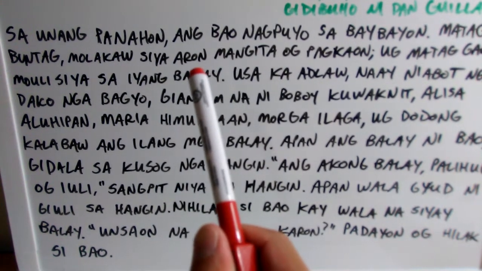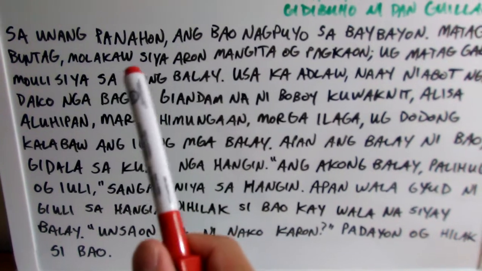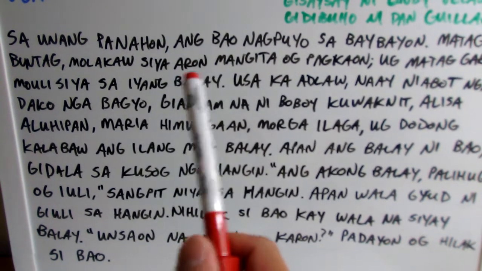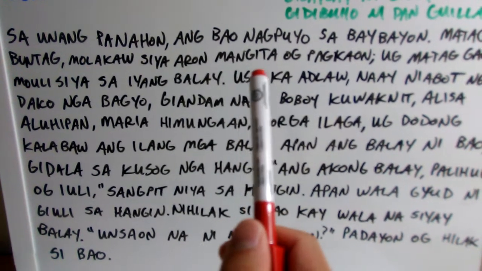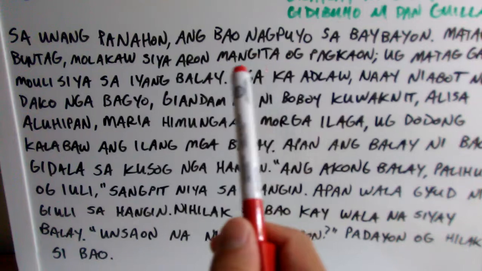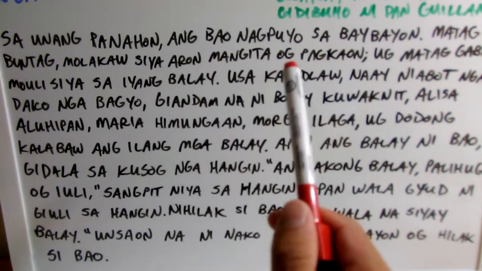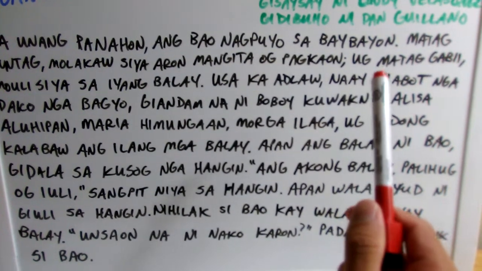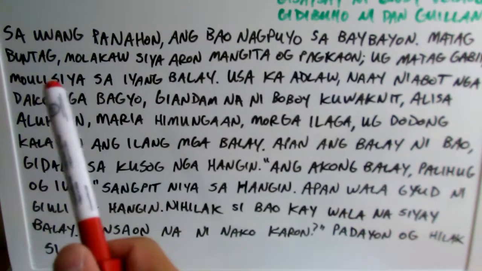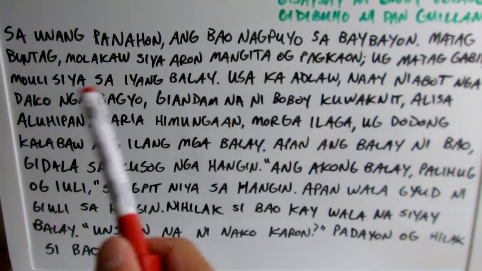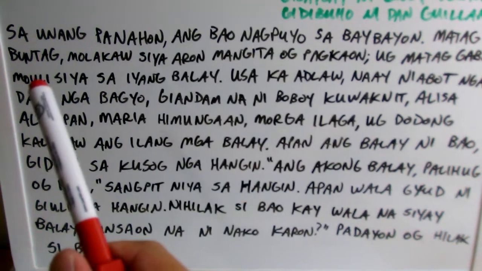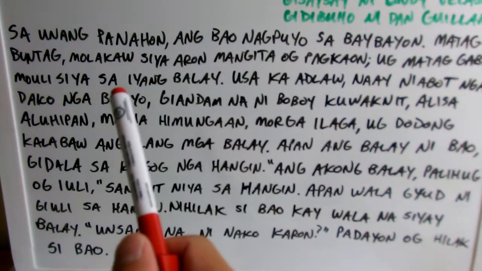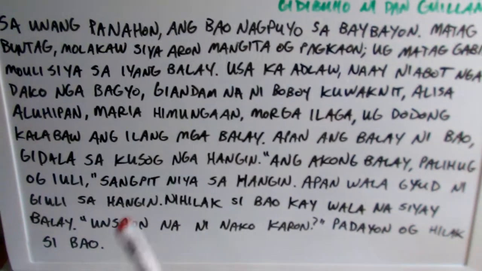Mulakaw siya aron mangita og pagkaon. Aron, we already talked about this, meaning it's for the sake of, for the purpose of. So he or she, siya, right? He or she would walk aron mangita, so that he can look for food. Remember we talked about the verb kita og pagkaon, he would look for food, right? That object marker and pagkaon is food. And ug matagabi, you already know what that is now. Muuli siya sa iyang balay. All right, you already know what this means too. Muuli means to go home. Uli means to go home. Muuli, so will return home, to his or her house.